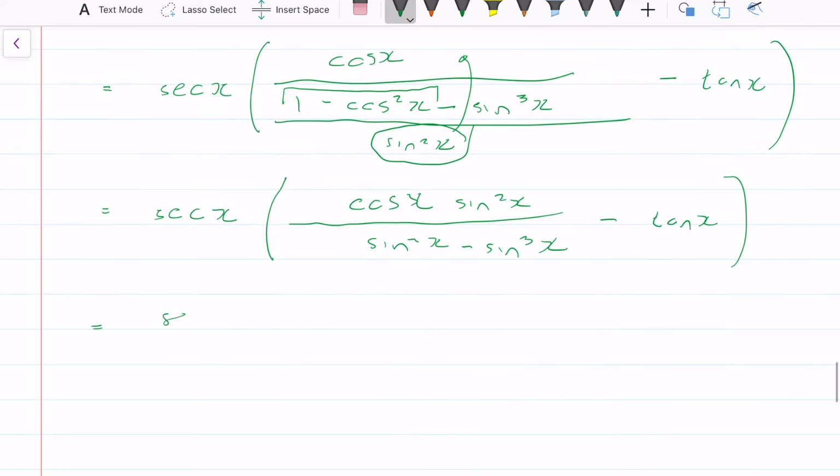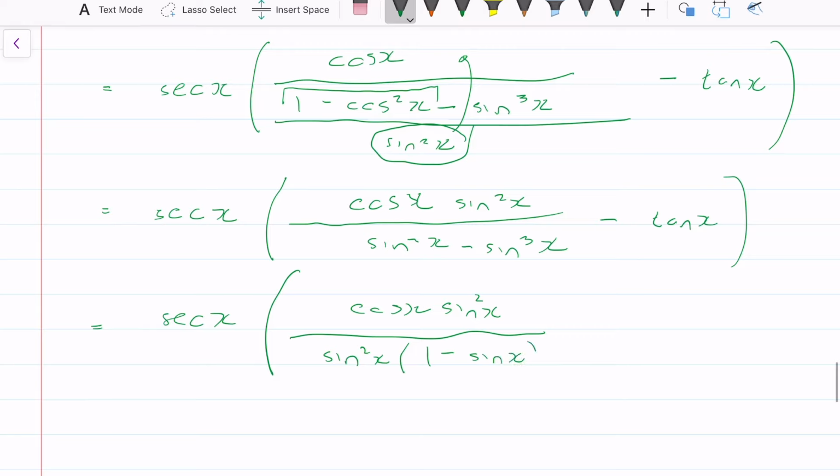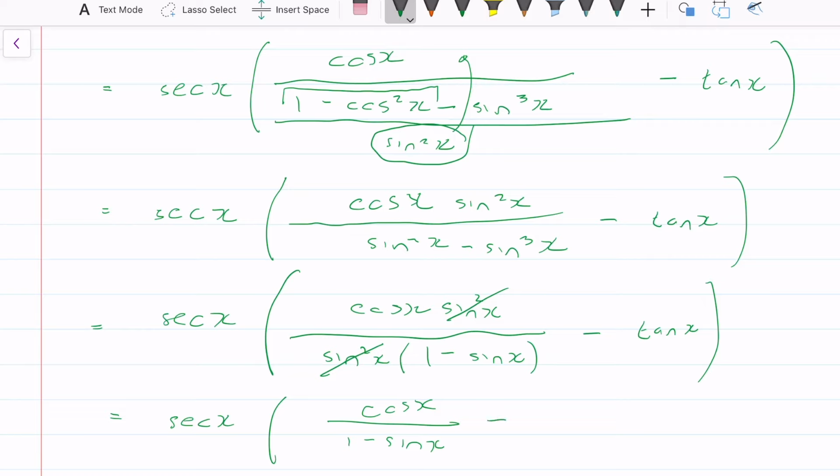Okay, so now we're left with sec x times, okay, let's have cos x, sine squared x rather, and we're pulling out a sine squared x, so we have 1 minus sine x minus tan x. Okay, sine squared x is cancelled, great. So we're left with sec x times, let's see what we have here, cos x over 1 minus sine x minus sine x over cos x.